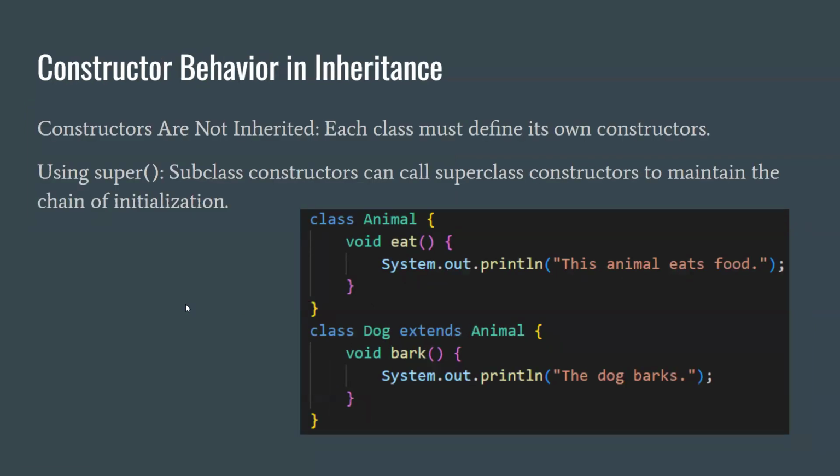Constructor behavior in inheritance. Constructors play a unique role in inheritance. They're not inherited like methods, which means that a subclass cannot directly use the superclass's constructor. However, a subclass constructor can call the superclass constructor using super. And this is really important for initialization of the object.